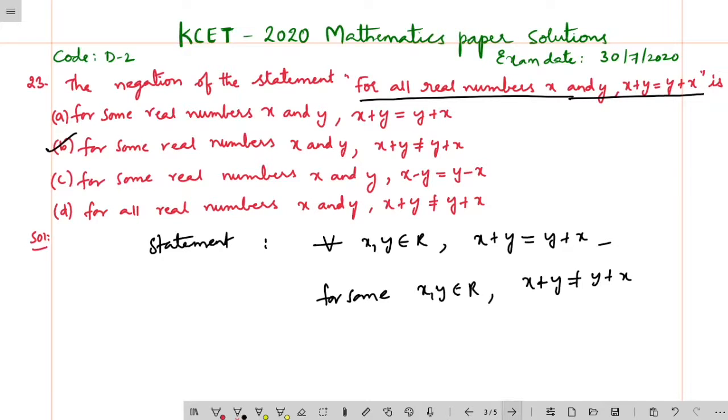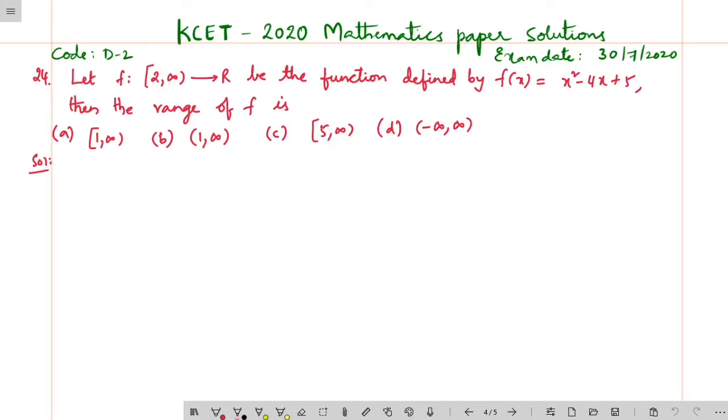So next question, 24th. Let f from closed 1 to infinity to R be the function defined by f of x is equal to x square minus 4x plus 5. Then the range of f is, we are asking the range of the function f. So let's consider f of x is equal to y.